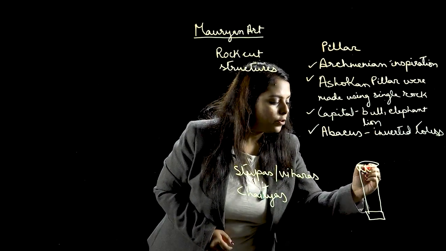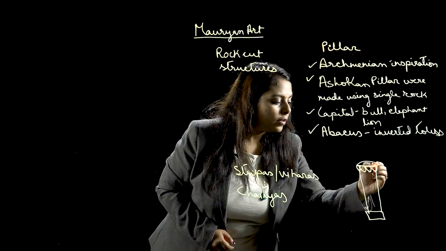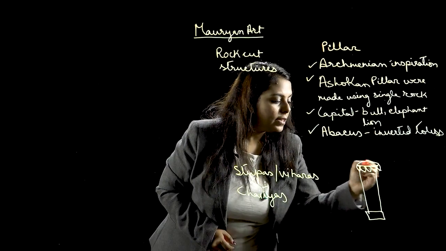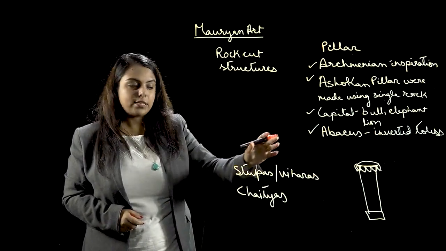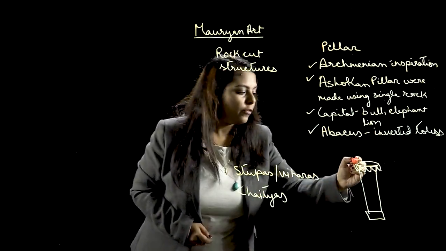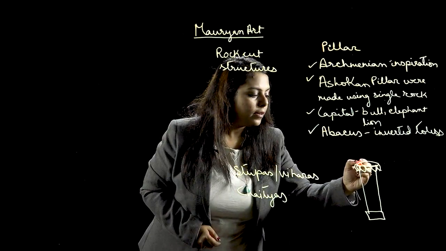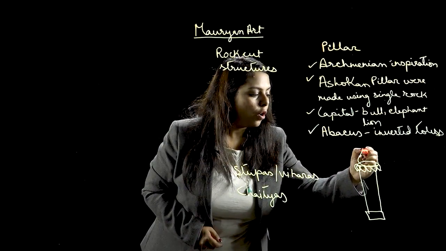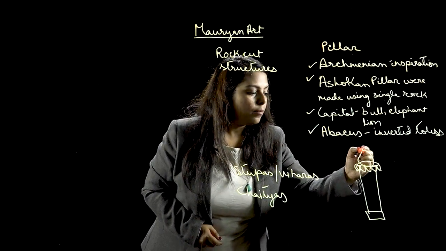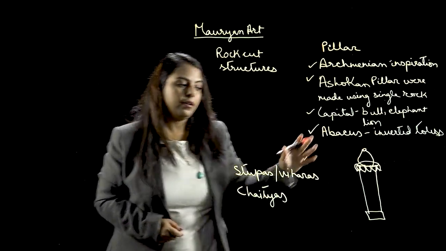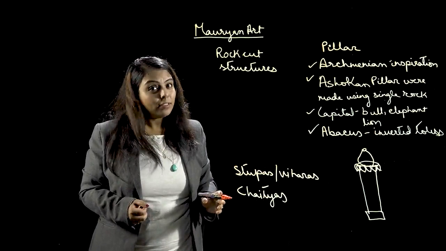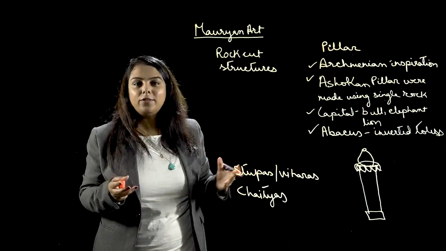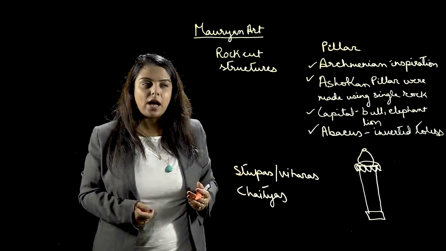So, if you look into the image of the pillar, you will find such an inverted lotus on the disc, on the pillar, and on top of that you will find the image of a certain animal, mostly it is lion or elephant or bull. I have not drawn the animal for you, but you can check the pictures or images out.